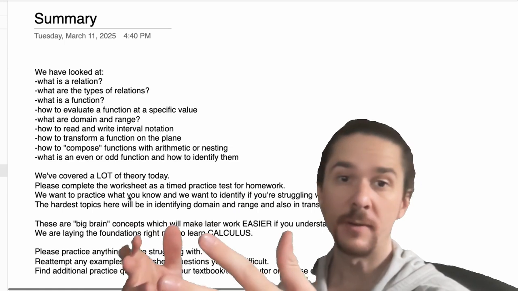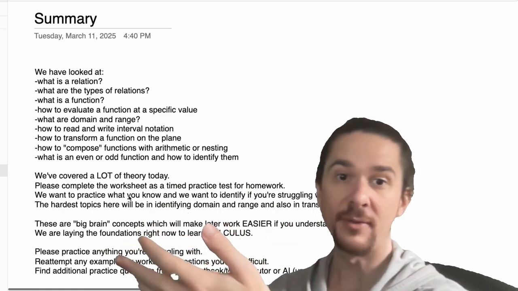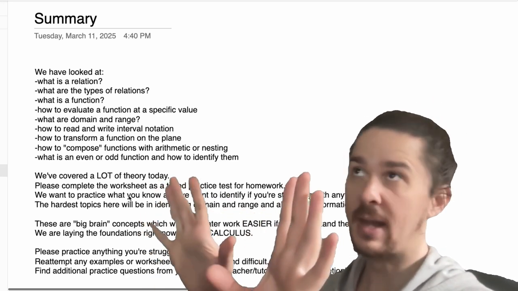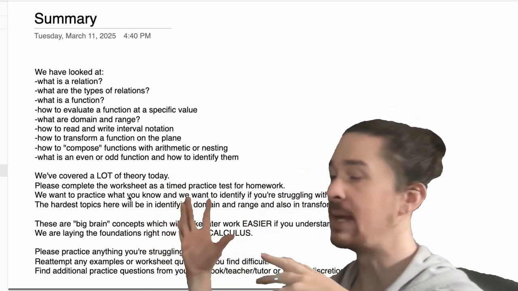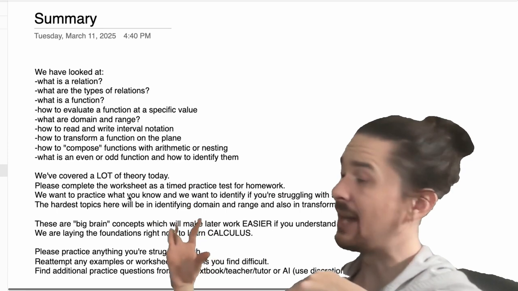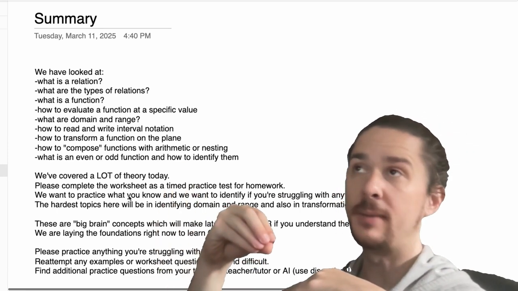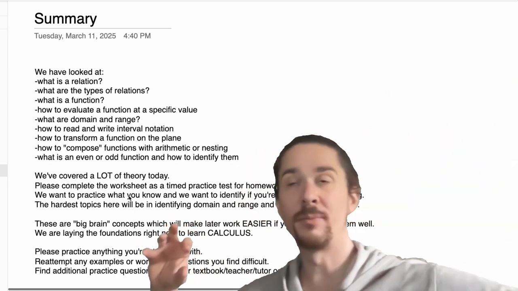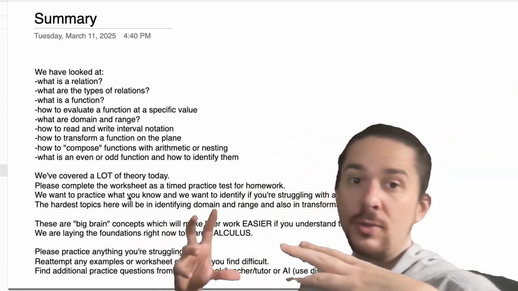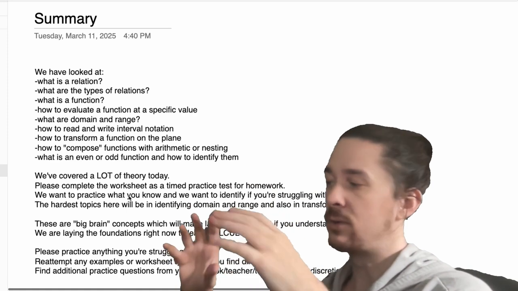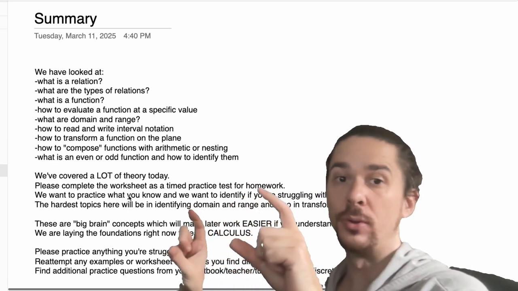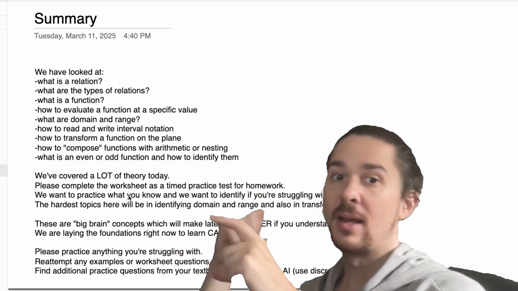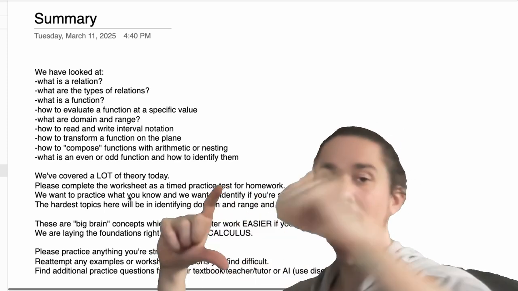How do we evaluate a function at a specific value? So instead of f of x, we write f of 2, and then we substitute the 2 everywhere there was an x. What are domain and range? Well, domain are the values of x that we're allowed to put into our function without breaking it. And range are the values of y that our function is capable of producing. How do we read and write interval notation? So we looked at how we could say x is greater than or equal to 2, and how we could rewrite that and say x is a member of the set from 2, including 2, up to infinity.